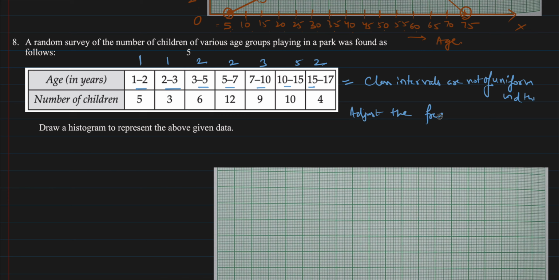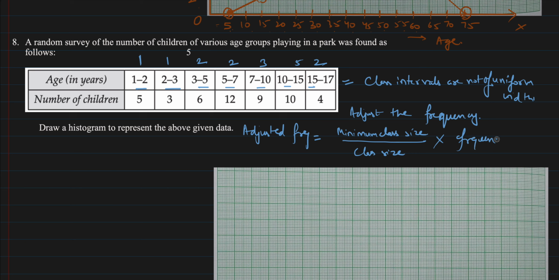We change the frequency. So the formula to change the frequency is: the adjusted frequency is given by minimum class size over class size of the class in which you are, times the frequency of that particular class. Okay, fine students. So let's begin with this.